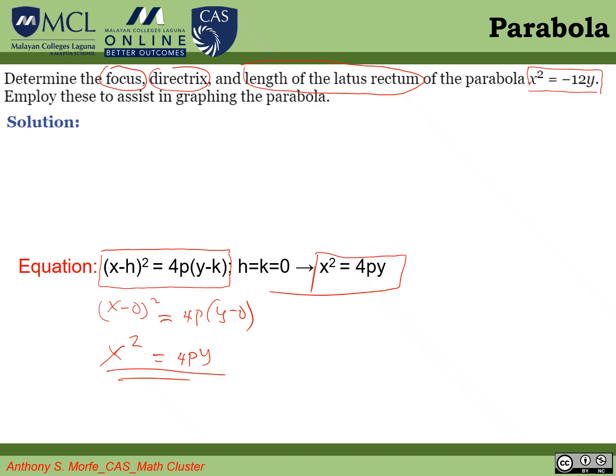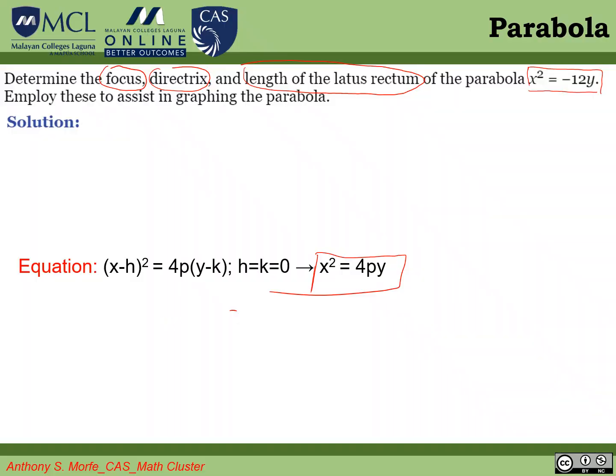So what is the focus? If this is the vertex 0, 0, what is the length of the latus rectum? So this is how to find them, class. If you look at the given, this is our x, this is our y, and the vertex is here. This is our v, 0, 0. Where do you think is the focus? Where do you think the parabola opens to?